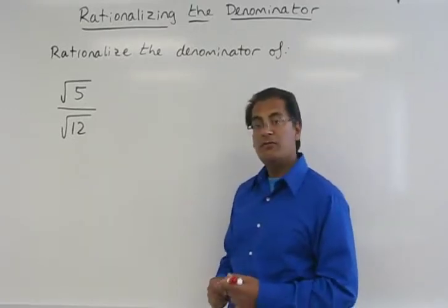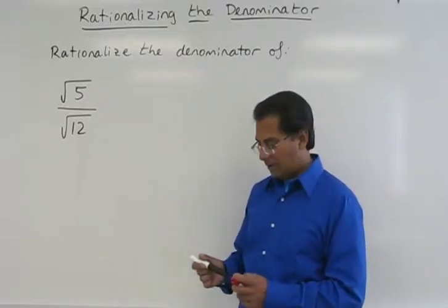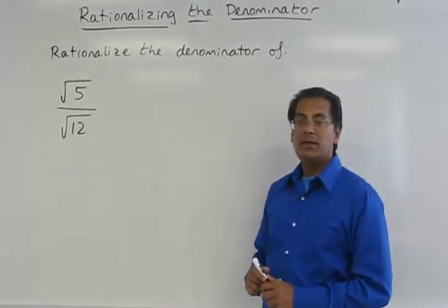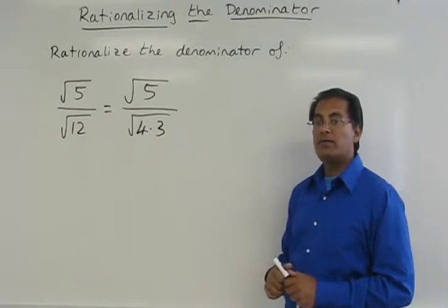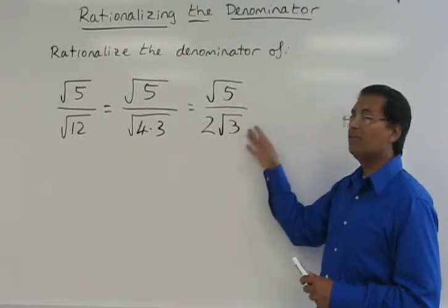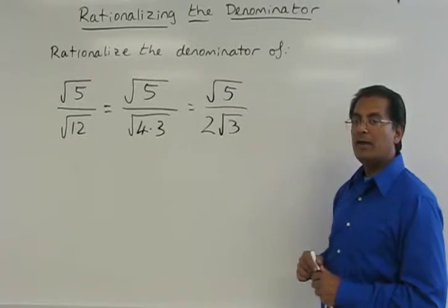So how do we do this? The first thing you must do when you have a problem is try and simplify if you can. You may notice that the square root of 12 can be written as the square root of 4 times 3. And so we can square root the 4 to get 2 on the outside. And so we have square root of 5 divided by 2 root 3. So this is the same problem, but the denominator is now a little bit simplified. So let's put this down on the next row.